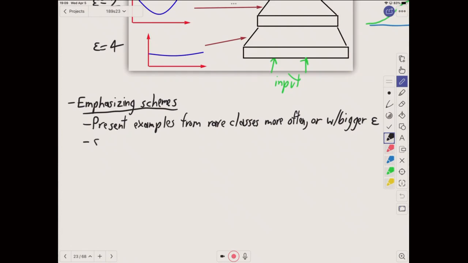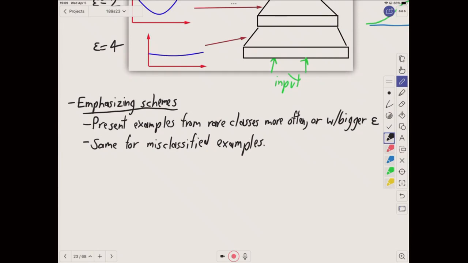Now, some emphasizing schemes also use this idea for misclassified examples. So the idea is once you've done some training, some epochs, you stop and you say, okay, which of my training set points are still being misclassified by the neural network? Well, maybe I'll emphasize those more. Now, the caveat to that is that you have to have examples that you trust.